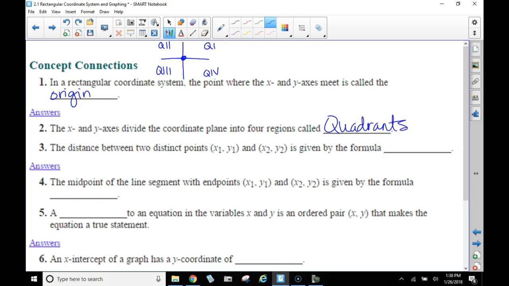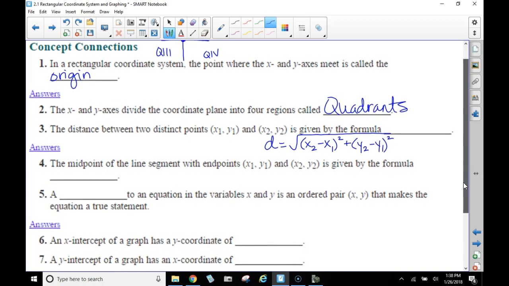Number 3, the distance between 2 distinct points, x sub 1, y sub 1, and x sub 2, y sub 2, is given by the formula. I don't have enough room, I'm going to write that here. Distance is equal to the difference in the x values squared plus the difference in the y values squared.